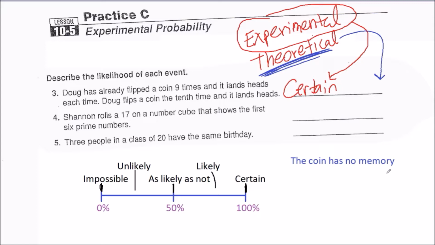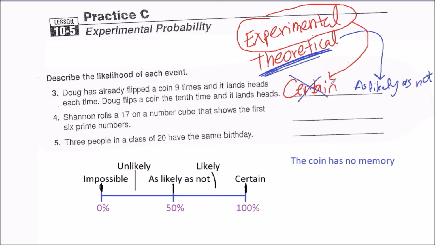So theoretically, which is what I'm going to go with for my final answer here, this would be as likely as not. Heads and tails, and whoops, let me write that a little bit better, as likely as not. Heads and tails are equally likely. There's one side that's heads, one side that's tails. So we're going to reject this idea that it's certain.